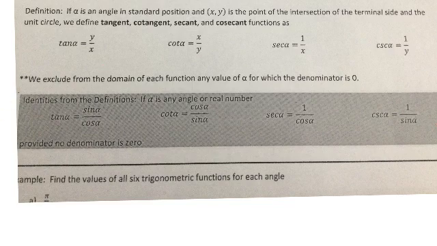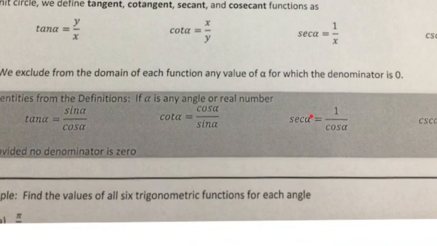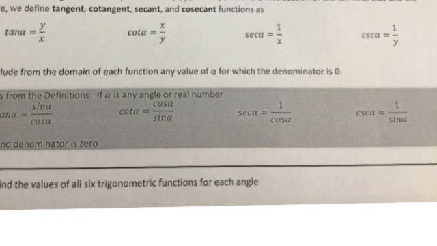Okay? Identities from the definitions. If alpha is any angle or real number, we could say tangent of the angle is equal to sine over cosine. So again, we said sine was just the y value, cosine was just the x value. So tangent being sine over cosine really matches up with tangent being y over x from right here. And then cotangent is just the reciprocal of tangent. So if tangent is sine over cosine, cotangent is cosine over sine. Secant is the reciprocal of cosine, and cosecant is the reciprocal of sine.